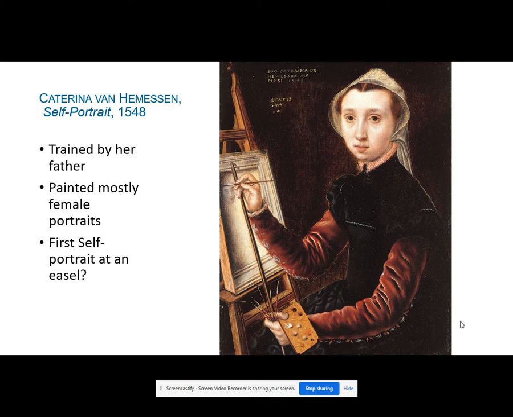We haven't seen a lot of females. We're going to see another one in the next chapter. Katerina van Hemessen. She was trained by her father. So there's the loophole to become an artist. You have to be trained. You usually go study with an artist, and then you go and be their intern for 7 years. But of course, women aren't able to do that. They can't go anywhere without a chaperone. So at least she has her father to train her.